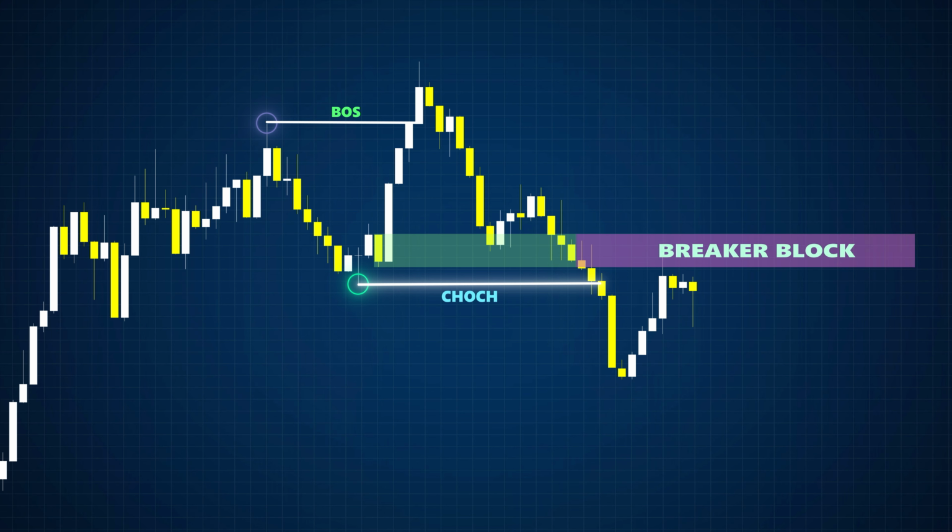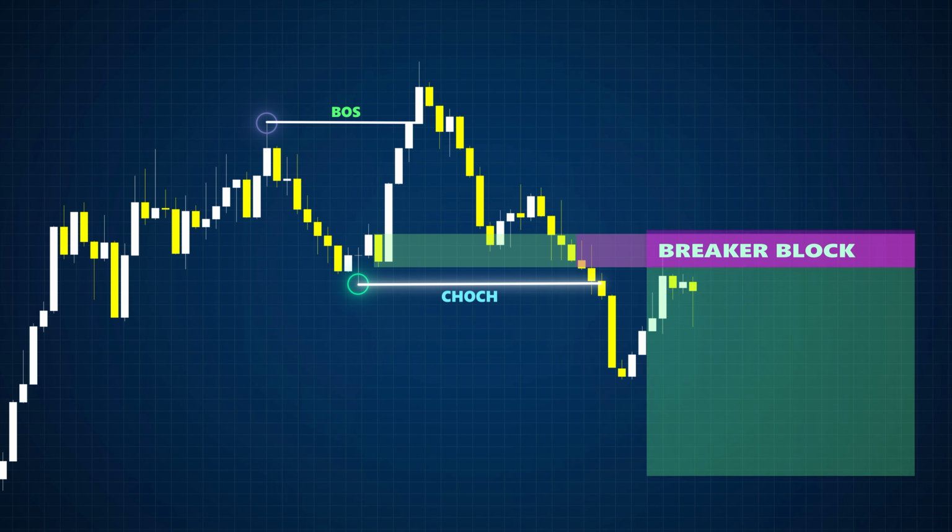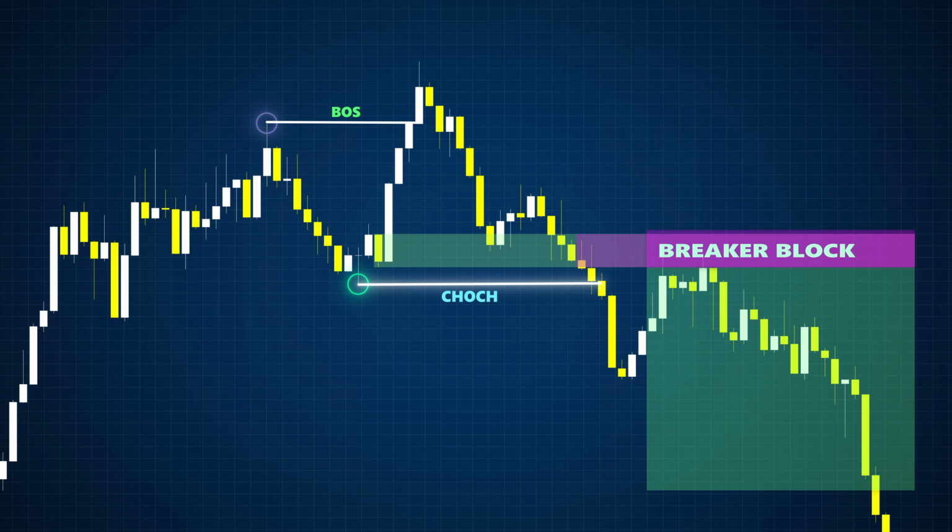This is your signal. The market isn't going to continue rising. It's turning around. This is the point to enter a short trade. Place your stop loss just above the breaker block. Set your take profit at about twice the distance of your stop loss for a good risk to reward setup. Imagine this trade working out. The price drops as expected, you hit your target, and you secure a nice profit. That's how smart money makes moves.